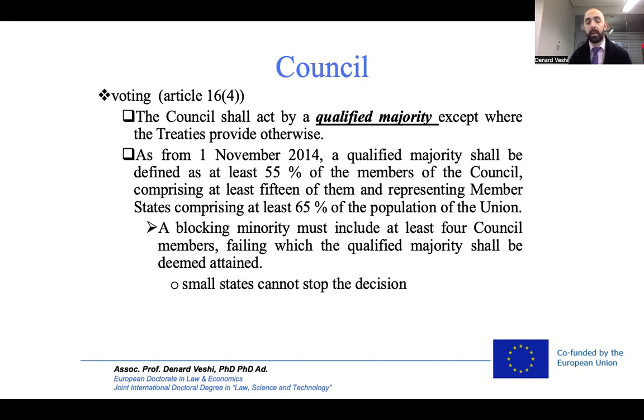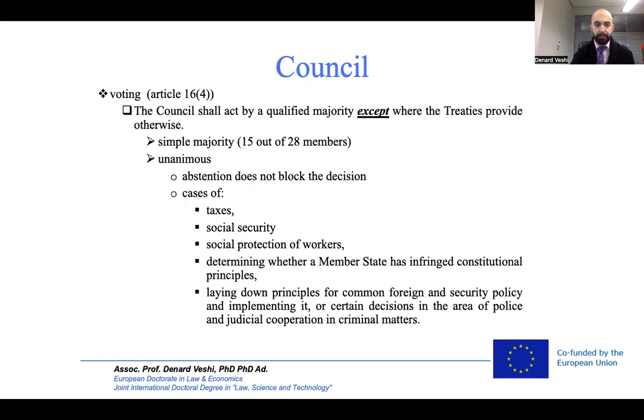Qualified majority means that there is the need for at least 55% of the members of the council, which represents at least 15 of the member states, which represents in total at least 65% of the population. However, there is a possibility of a blocking minority, which is represented by 4 member states, and they can stop the decision. This is the goal, that the work of the council cannot be stopped by small states.